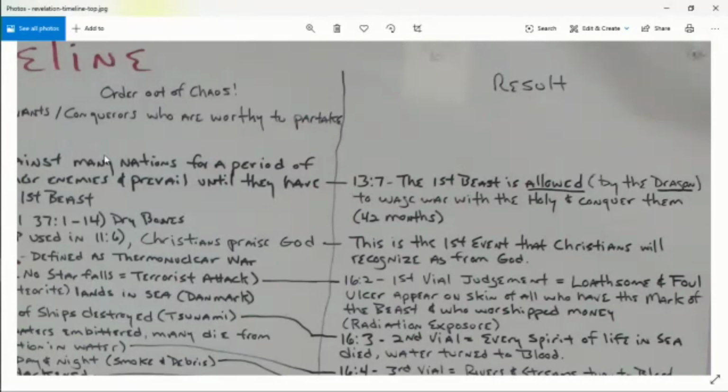Mm-hmm. Go ahead. Well, to me, the critical thing is which beast is it that has the deadly wound that was healed? Okay, and that's covered in Revelation 13:3.